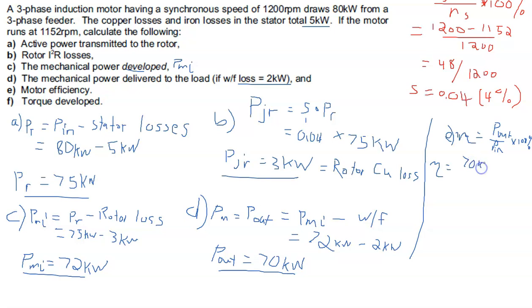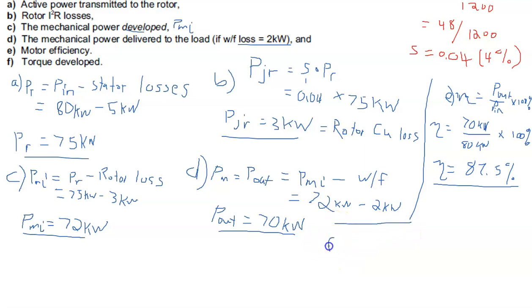70 kilowatts divided by 80 kilowatts of electrical power times 100%. And if you do that, you'll find out that that's really high with respect to most of the DC motors that we looked at. But this is a large motor, right? 70 kilowatts. And so that calculation suggests 87.5% for efficiency.